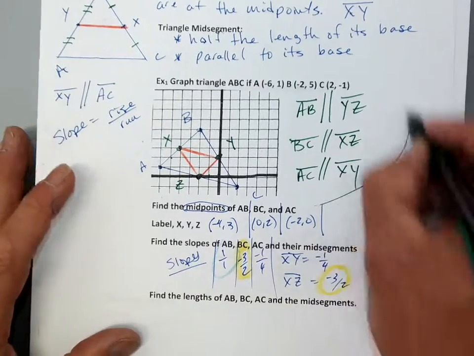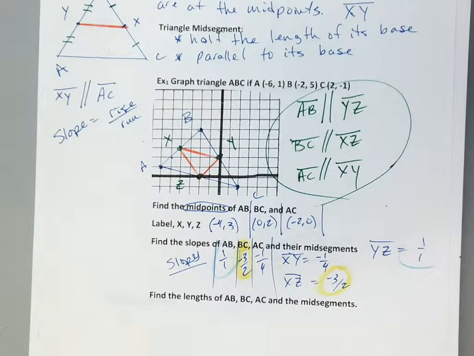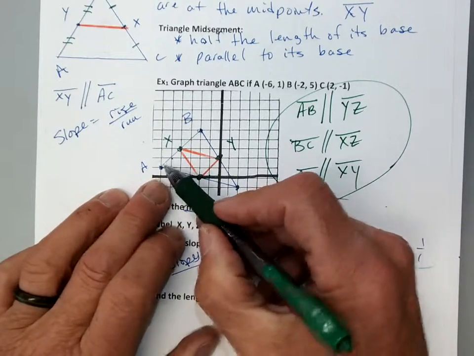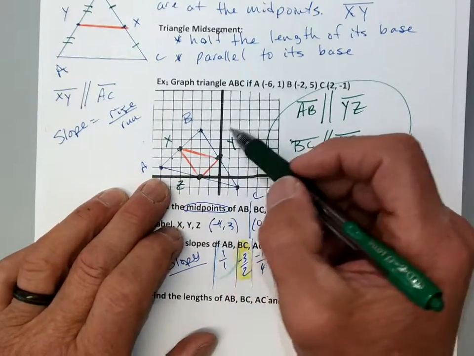Same slope. Okay, so we can state that. Now how about the lengths? To do the lengths, we want to find out how long this one is. We'd have to use Pythagoras theorem, but I can do that pretty easily.